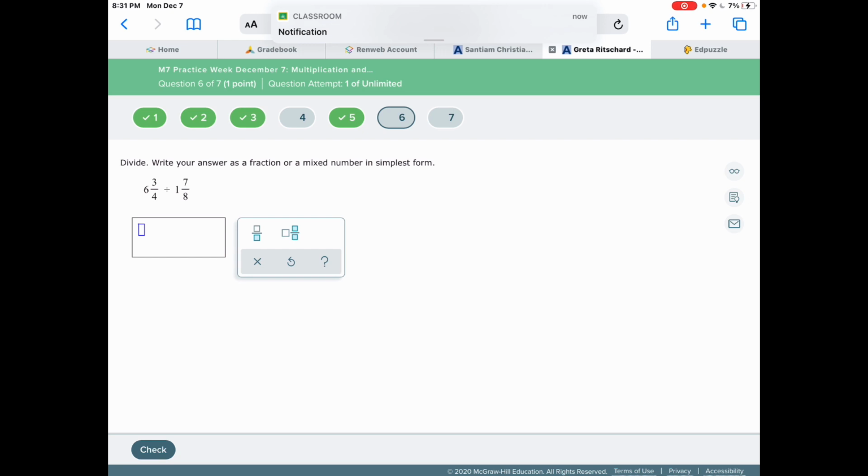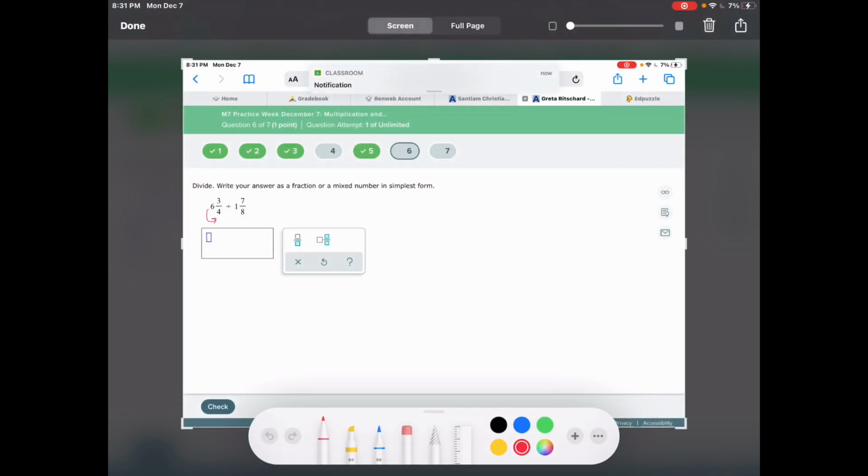Here I have 2 mixed numbers, so I'm going to have to make 2 improper fractions. 6 times 4 is 24, plus 3 is 27 over 4. Divided by 1 times 8 is 8. And 8 plus 7 is 15 over 8.